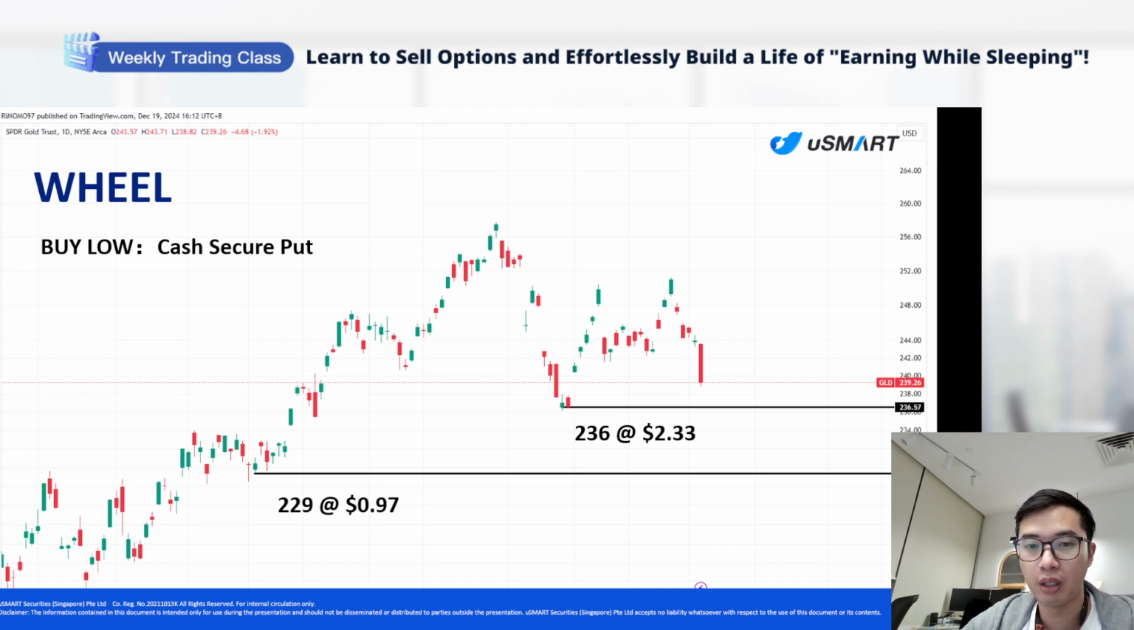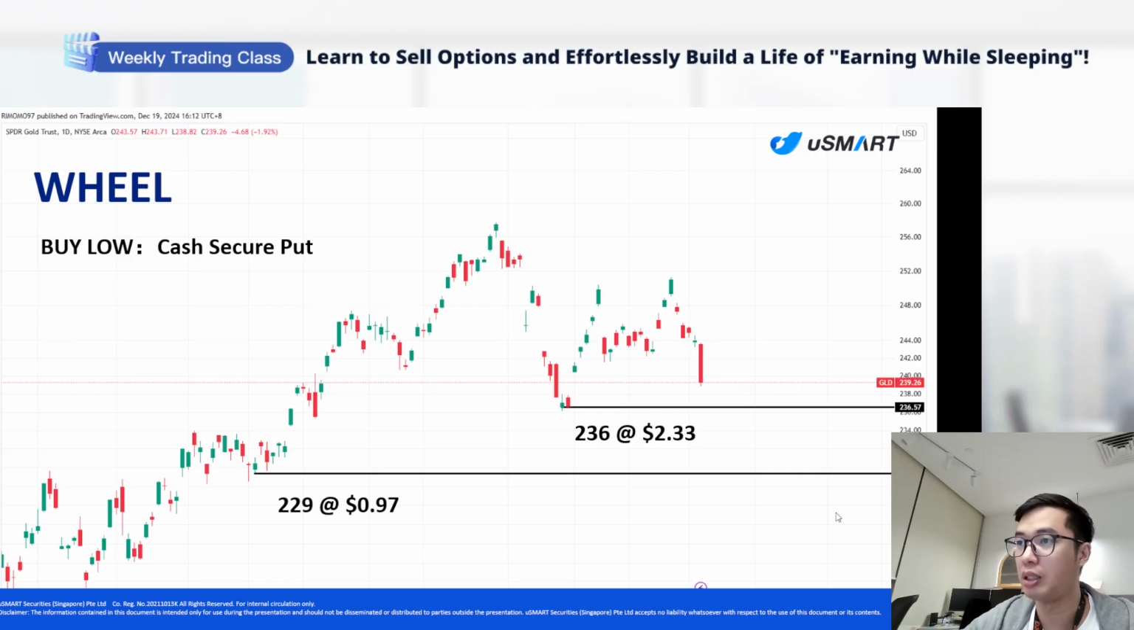All right. So I want to buy this GLD ETF at 236. Other than putting a buy limit like with normal stocks, I can go to options and sell a put at strike price 236. Then, while waiting for it to hit 236 so I can buy the stock, I directly get $233 premium.